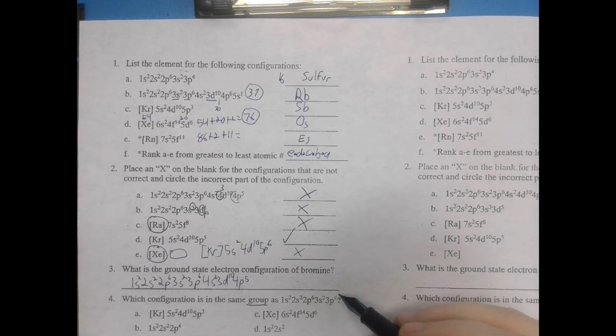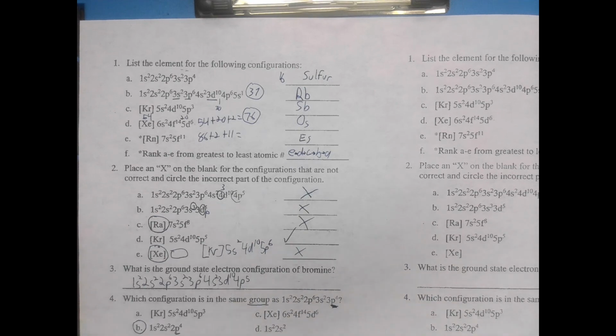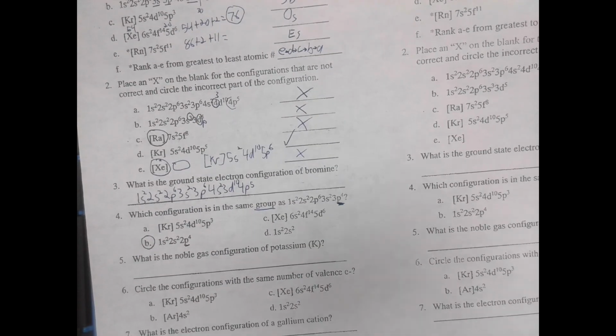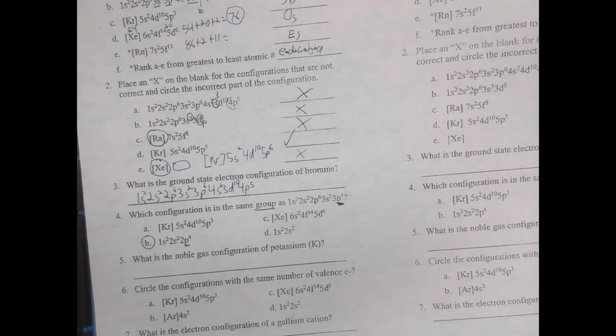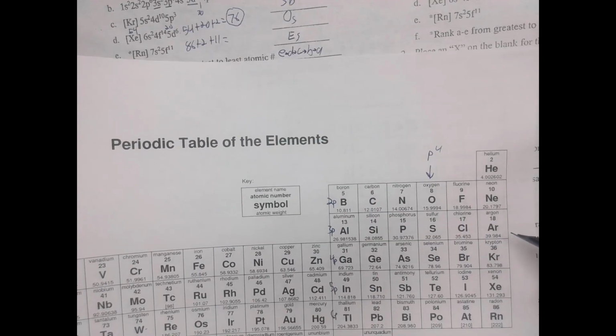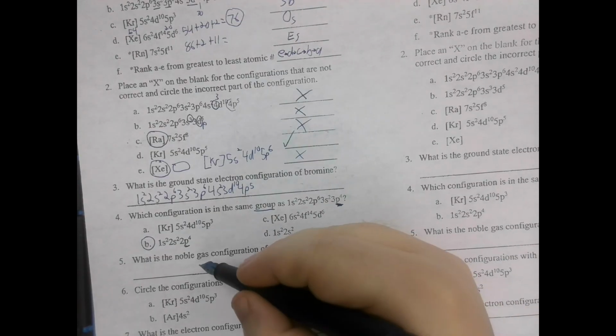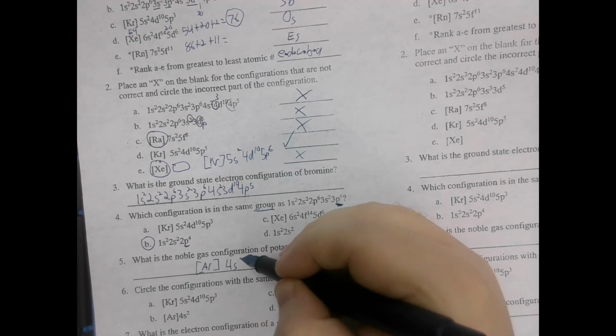So really, you don't even have to look at the periodic table. Everything in the same group has a P4. This is the only one that has a P4, so this is in the same group. Noble gas configuration for potassium. Potassium is at the 4s, and the previous noble gas is argon. Argon, and then 4s, and it's in the first spot.